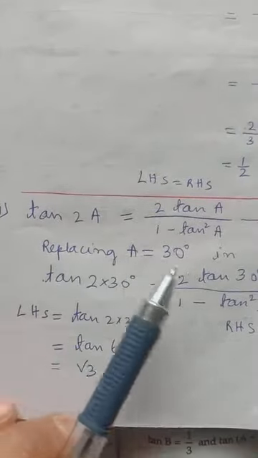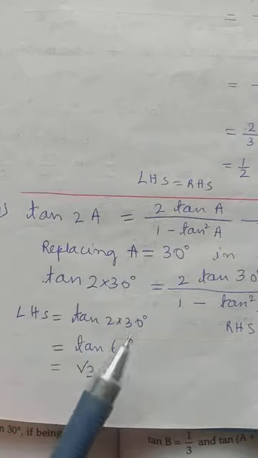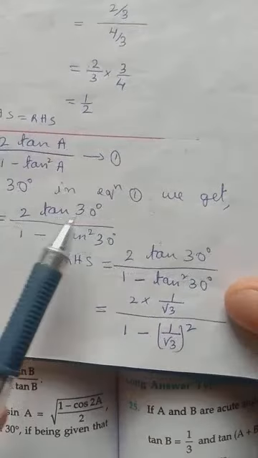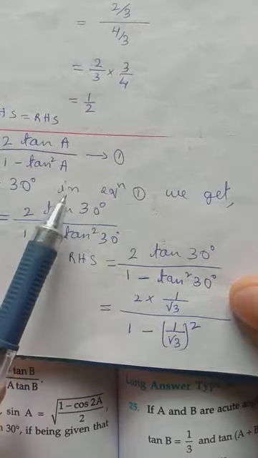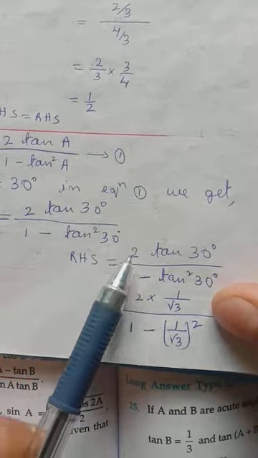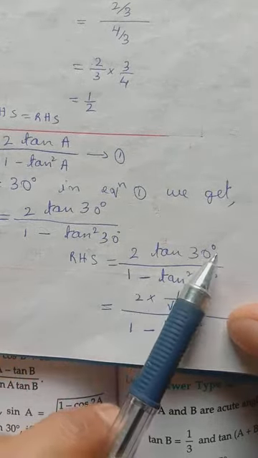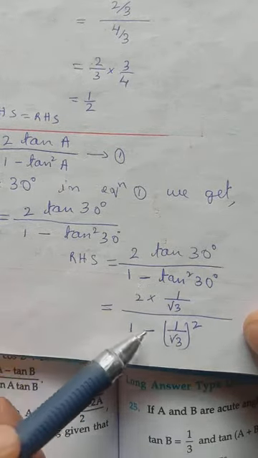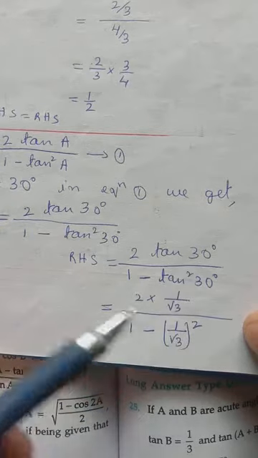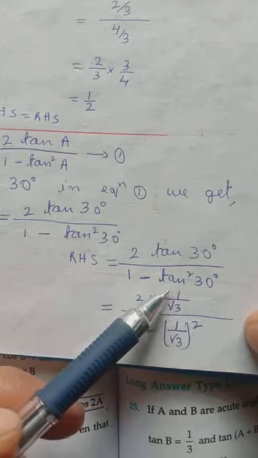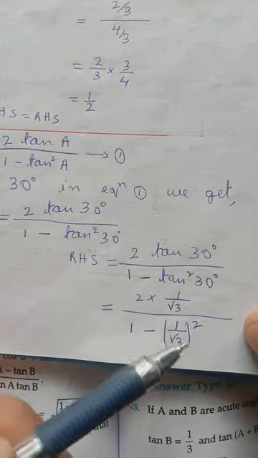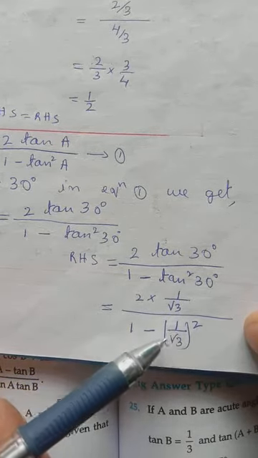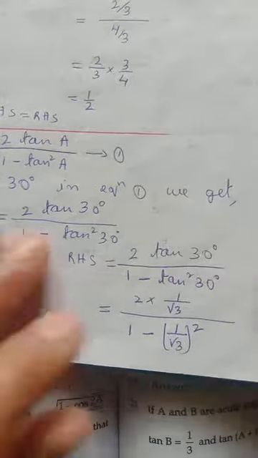Again here, A is 30 degrees. So 2 into 30, 60. Tan 60 from the table, root 3. Then here also, in place of A we put 30 degrees, in both numerator and denominator. The 2 from the question, let it be. Tan 30, we have from the table, 1 by root 3. Then 1 by root 3 here, we have square. So now 2 into 1, 2. Let it remain 2 by root 3. Here we remove the square. 1 minus 1 into 1, 1. Square root 3 squared. So square root and square get cancelled. We get 1 by 3.